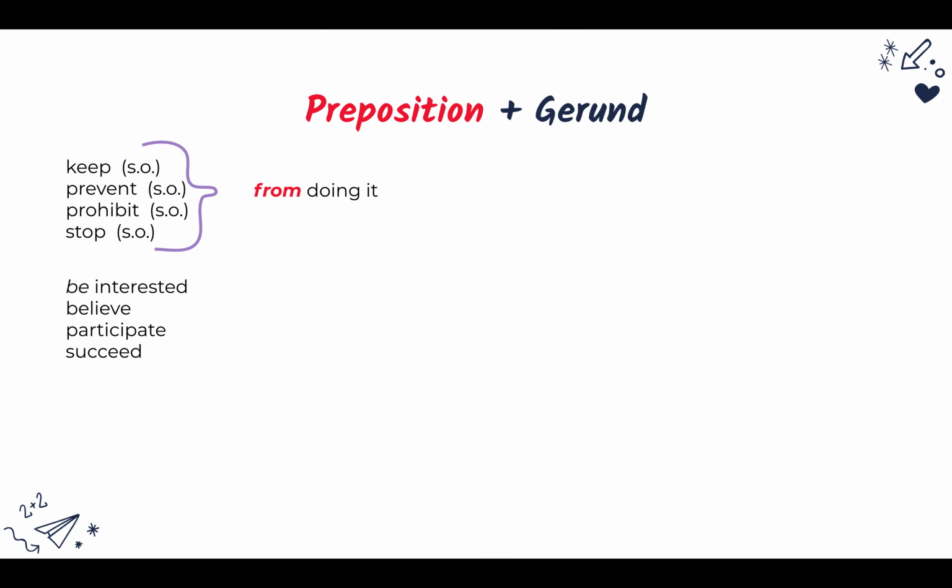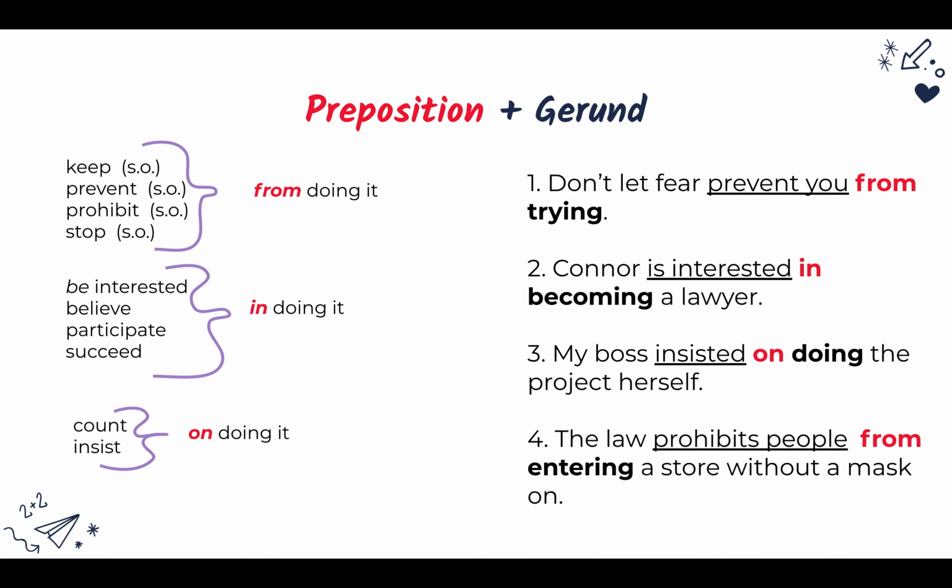This category, interested, I bet you already know this one, or believe, will go with the preposition in. And the last one, count. Count here means like depend, right? Like you can rely. Or insist will both take the preposition on, right? So again, you can pause the video as you practice this, writing sentences of your own, but I'm going to give you a few examples, which you can also write down.